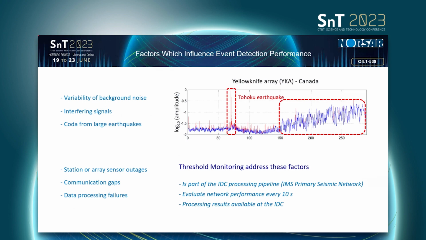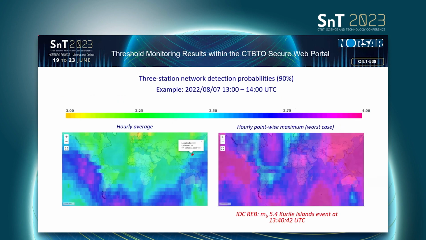At NORSAR, we have developed what we call the threshold monitoring methodology, which is currently processing data at the IDC, providing capability data every 10 seconds for the system. These results are available at the IDC. They are also available on the secure web portal in terms of 1 hour averages and worst-case situations that you see on the plot here. To the right, you see that the effect of an event in the Kuril Islands very much deteriorates the performance on average for this time period.